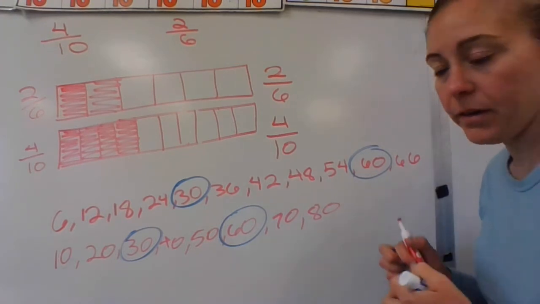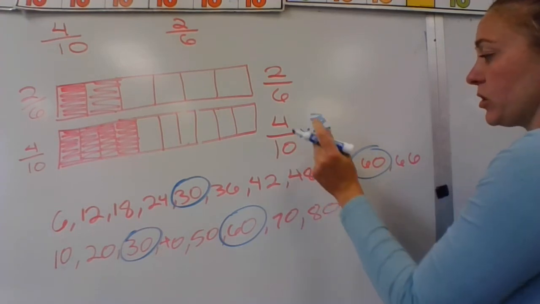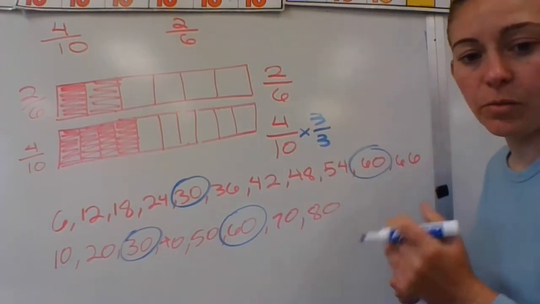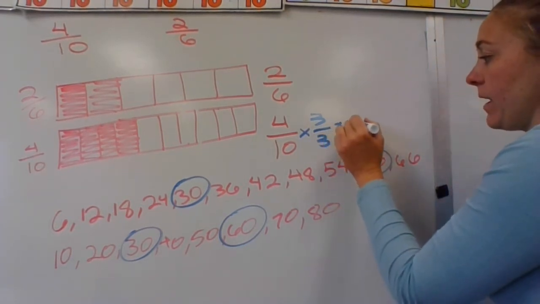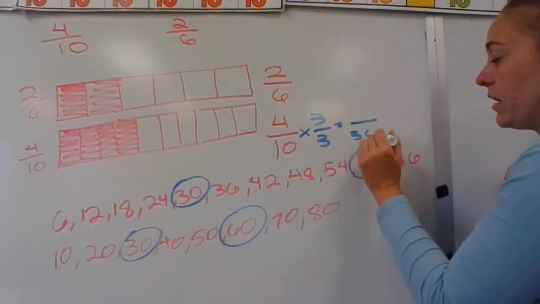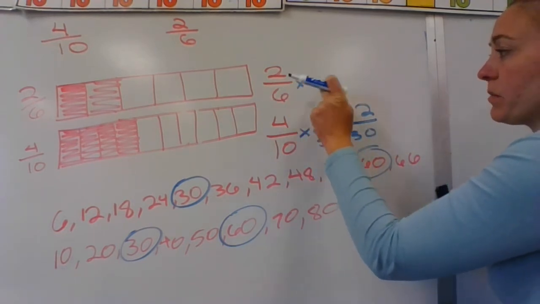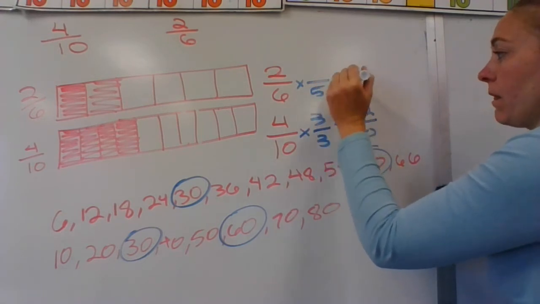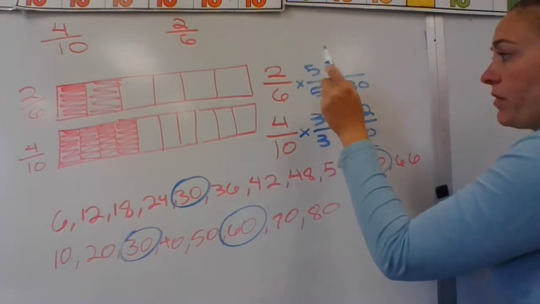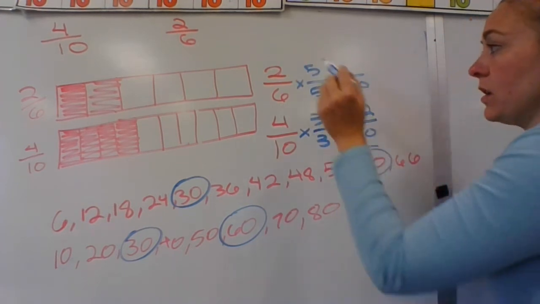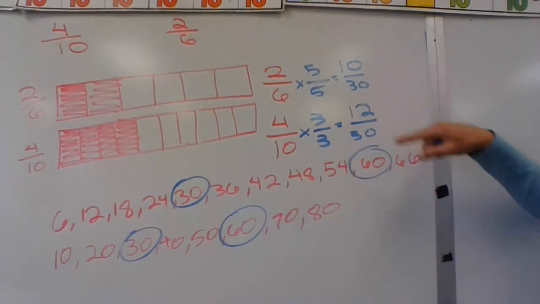I'll do 30 right now. So 10 times 3 would be 30. So I'm going to multiply that by 3 over 3, because 3 over 3 is really just 1. I'm not really changing the fraction at all. And that will give me 30, and 4 times 3 is 12. And I'll multiply this one by 5, because 6 times 5 is 30. And 5 fifths is really just 1. 2 times 5 is 10. So we've got 10 30ths and 12 30ths.